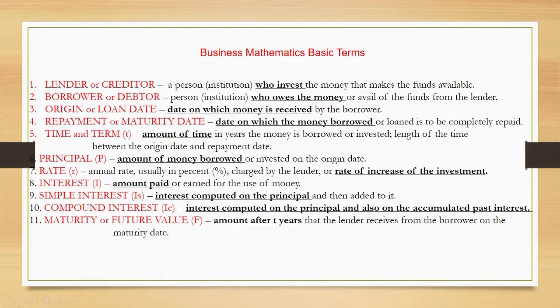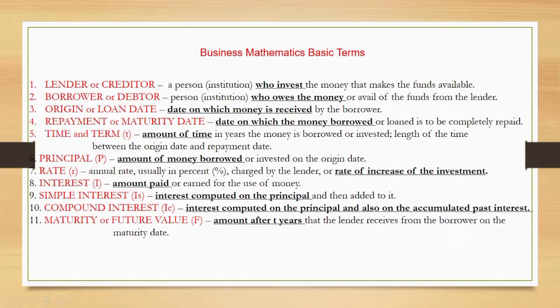And now, let's have the business mathematics basic terms. Number one, the lender or creditor. It is a person or institution who invests the money that makes the funds available. Sila po yung mga tao na nagbibigay or nag-invest ng pera upang may maipapahiram or may maipapautang sa ibang tao. Number two, the borrower or debtor. It is a person or institution who owes the money or avails the funds from the lender. Sila po yung nangungutang.